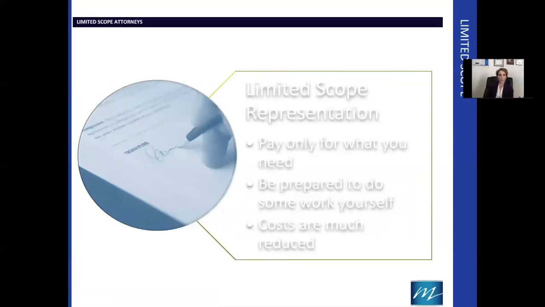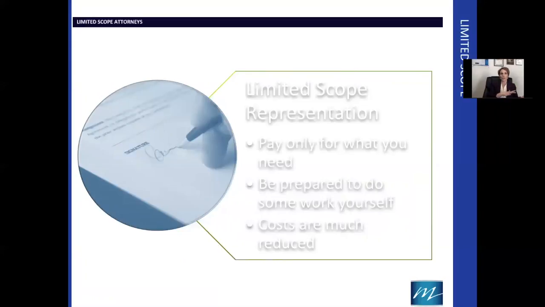Now, with limited scope representation, you are paying only for what you need and the projects that you have contracted for. This can be challenging because people who end up with limited scope representation don't always know that they've signed up for it, and many times people who have entered into limited scope representation agreements believe that things are included that are not, or the attorney and the client haven't come to a very clear understanding about what's included and what isn't.